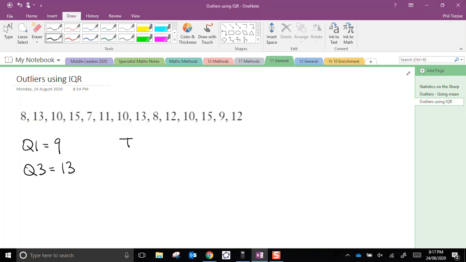Now, the interquartile range is the upper quartile, Q3, subtract the lower quartile, Q1. 13 take 9. Oh, what have I done? 13 take 9 is 4.